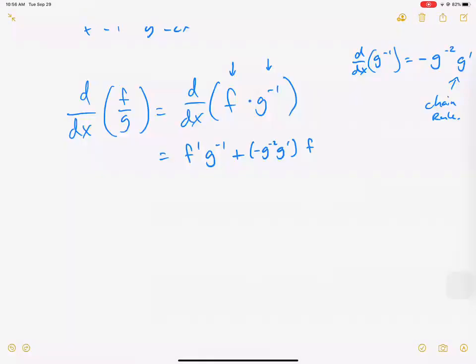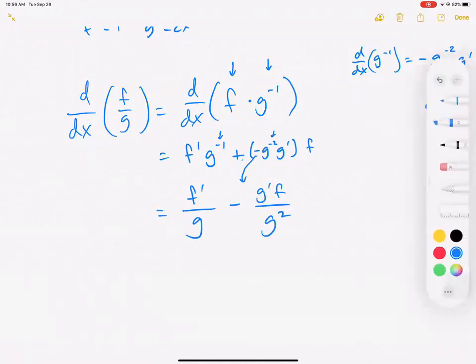Okay, that's simplified. Now, remember how this is a negative 2 power, negative 1 power? Let's rewrite it. It's going to be f prime over g, plus, so let's write that as a negative sign now. This negative here, right? The negative. Negative g prime f over g squared. You guys feeling that okay? Let me show that again. This squared, right? That's negative. That's why you're on the bottom. But g prime and f are both on top.